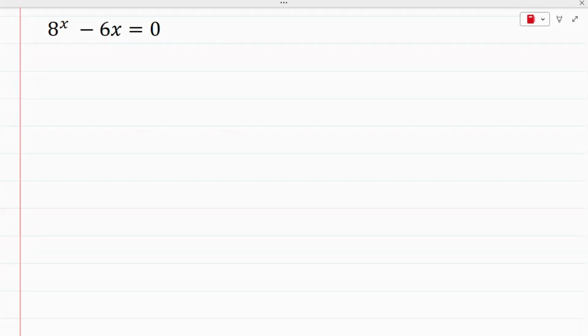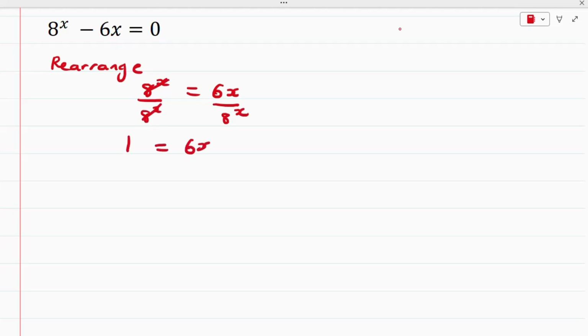Right here we have this nice Math Olympiad algebra problem, and we have to solve for the value of x. So guys, the first thing you want to do is to simply rearrange this equation. Rearranging this equation, we have 8 raised to the power of x is equal to 6x. So divide both sides by 8 raised to the power of x. This is going to cancel out this, so we have 1 is equal to 6x over 8 raised to the power of x.